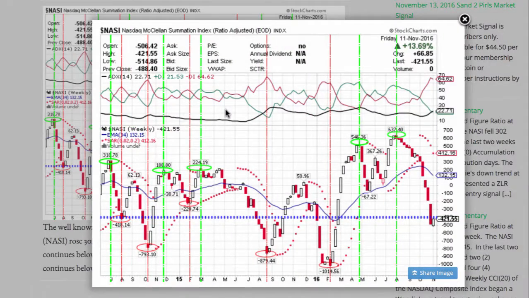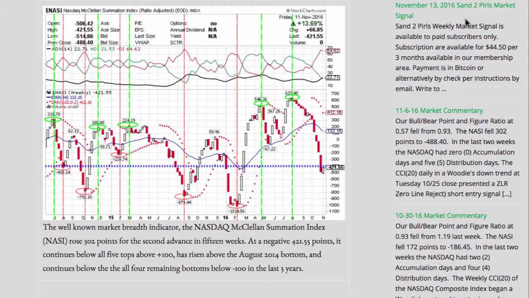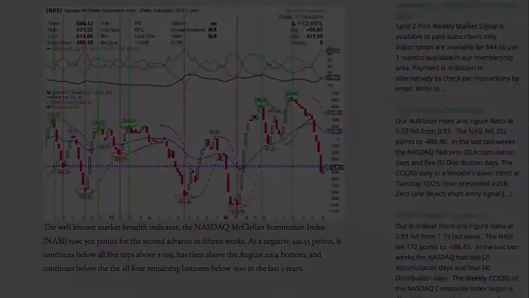The well-known market breadth indicator, the Nasdaq McClellan Summation Index, rose 302 points for the second advance in 15 weeks. At a negative 421.55 points, it continues below all 5 tops above plus 100, has risen above the August 2014 bottom, and continues below all 4 remaining bottoms below minus 100 in the last 3 years.